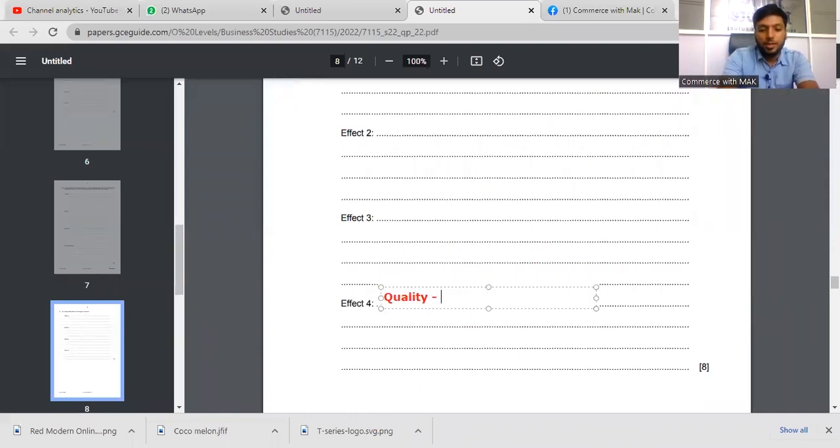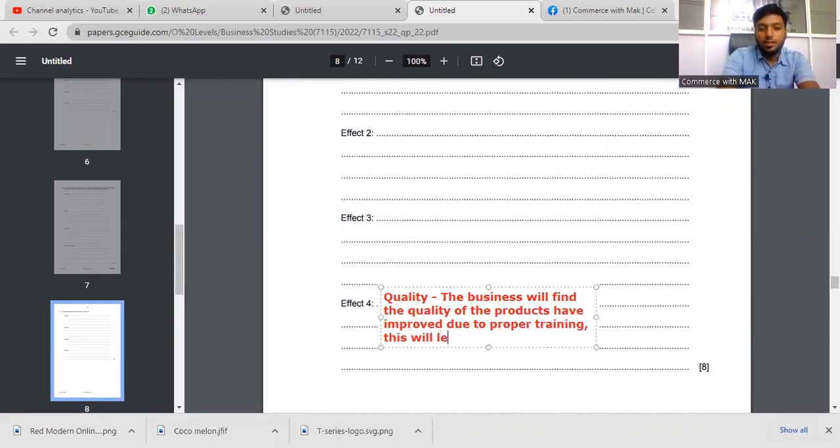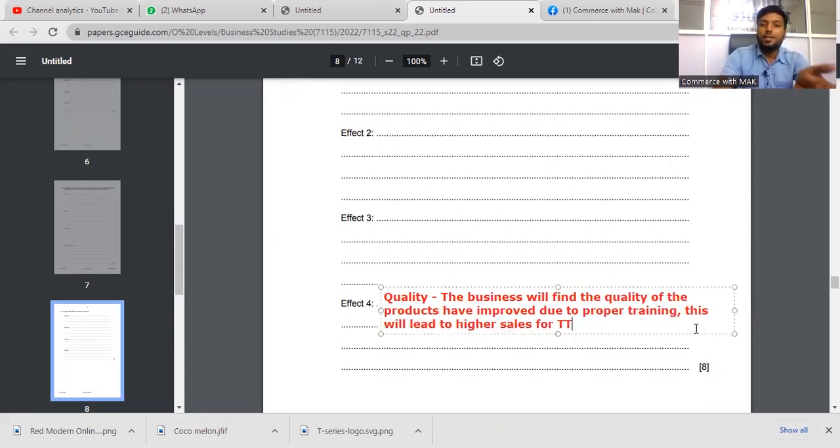The business will find that the quality of the products has improved due to proper training. This will lead to higher sales for TT. With good quality, people will purchase the products and this will increase the income it is making. So I explained to you the four effects of training. Let's move on to the next part.